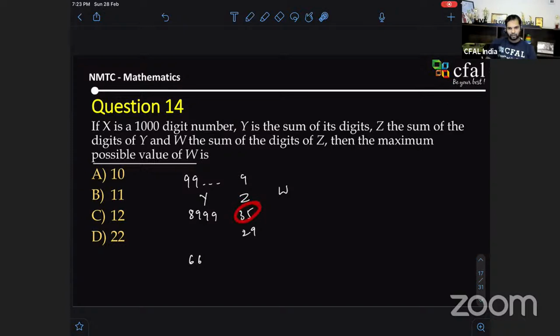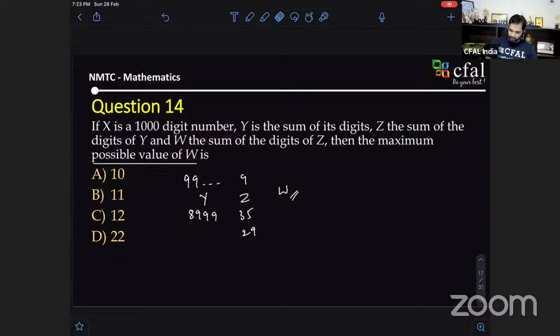Yes, sir. Like 6006. So 6 plus 6 will be 12, right? We can get option C. That can't be here, right? We want the sum of digits of W, not Z. You might get 6,600, but you will get 12 here, and W will be 3. Are you following? We want the sum of the digits of W to be maximum, not Z or Y, right? Yes. So that's why I said here.